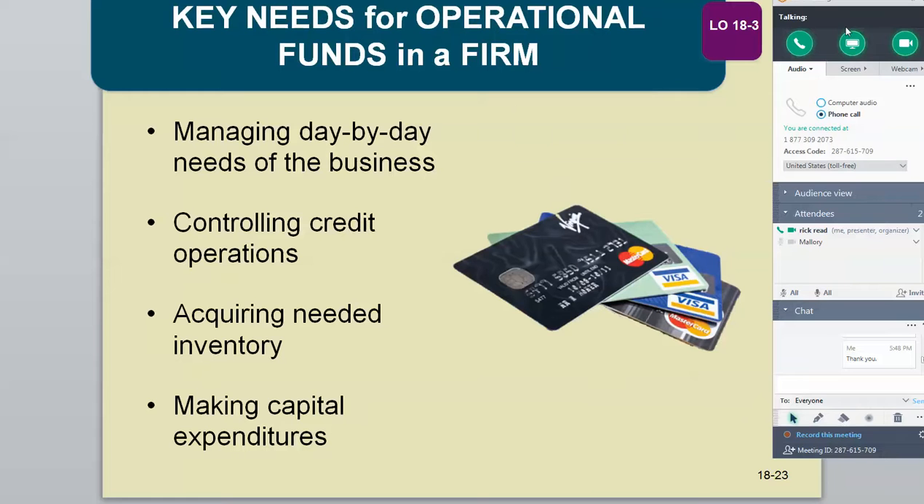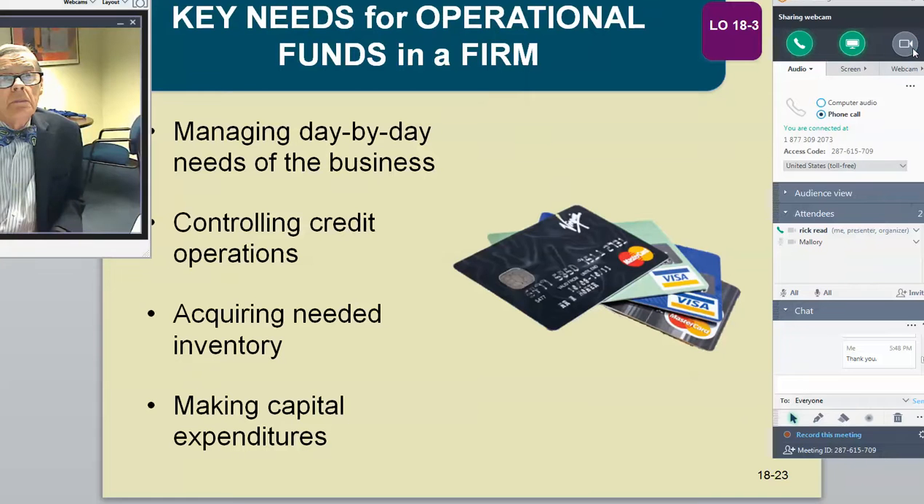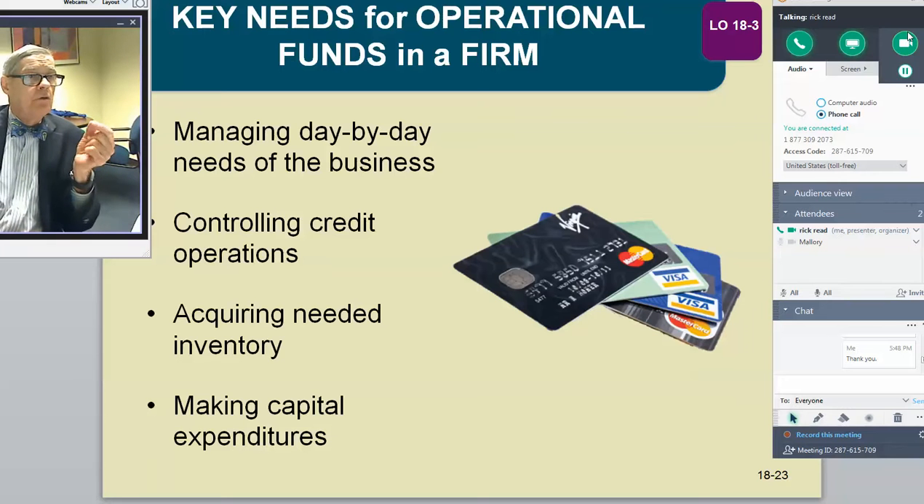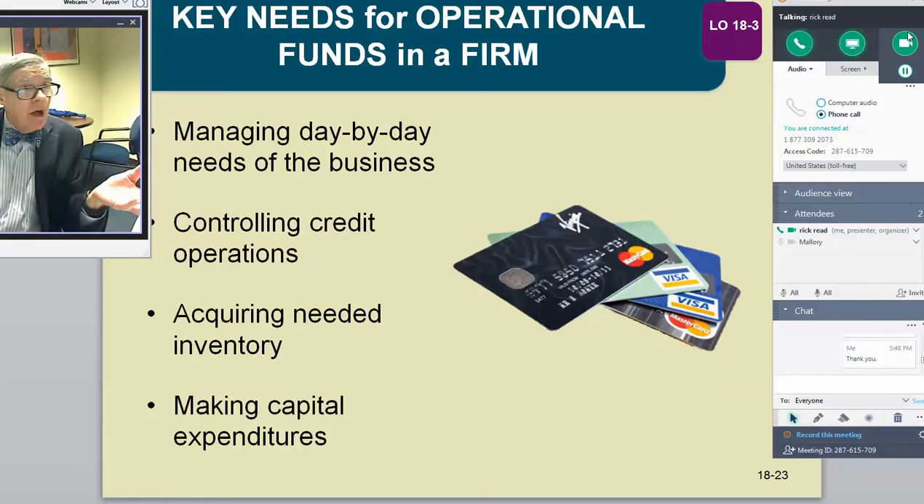Now, here's key needs for operational funds. We have to be able to manage what we do on a daily basis. We have to be able to get credit when we need it. We have to be able to get the inventory we need to produce the products that we want to sell. And then we have to make some capital expenditures to buy equipment, to buy maybe land, to buy buildings, etc.